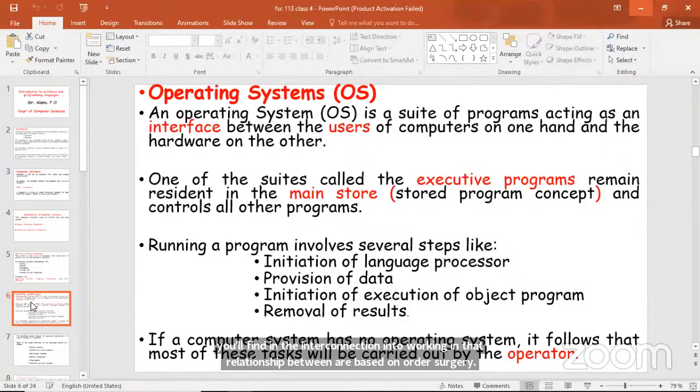So an operating system is a suite of programs acting as an interface between the users of computers on one hand and the hardware on the other hand. Now, you should also note here, before we move forward, that the users of the computers can also be another computer, right? It is not always true that the user of the computer is human. We could have other users.